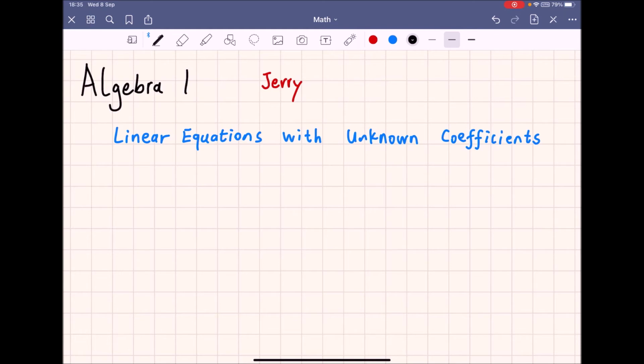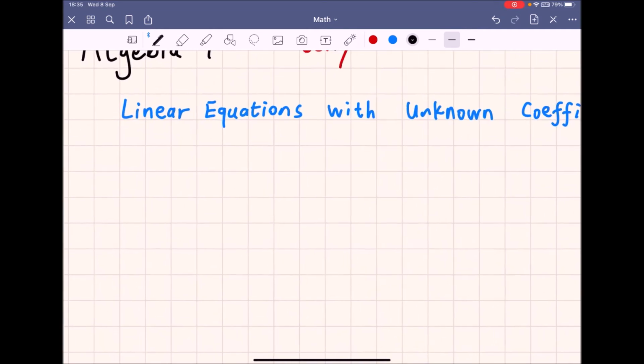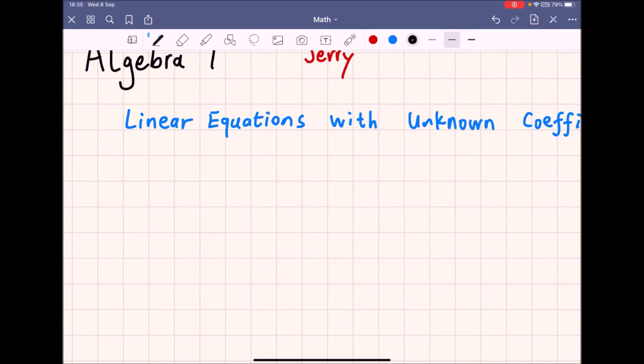And today I'm going to be teaching a concept from Algebra 1. My name is Jerry and I'm going to teach linear equations with unknown coefficients. So first, we need to know what is a coefficient.